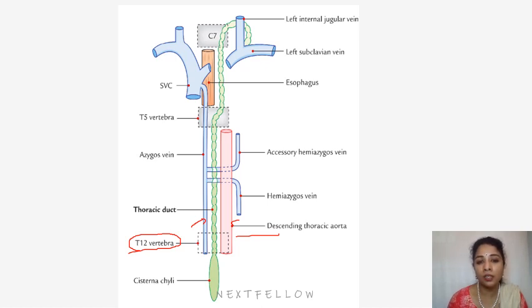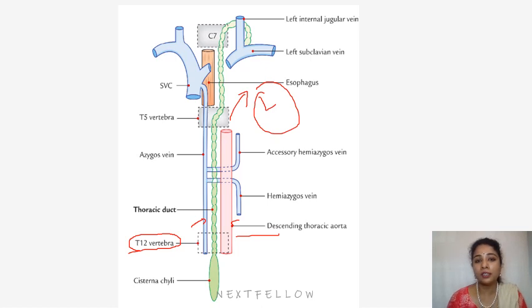It goes towards the left side. So this here is the left side. And further it ascends in the posterior mediastinum till it reaches the apex of the left lung. That is, it passes through the thoracic inlet, where it arches over the apex of the left lung, left pleura, and between the left carotid sheath and vertebral artery. So anteriorly it is related to carotid sheath, and posteriorly it is related to the vertebral artery.